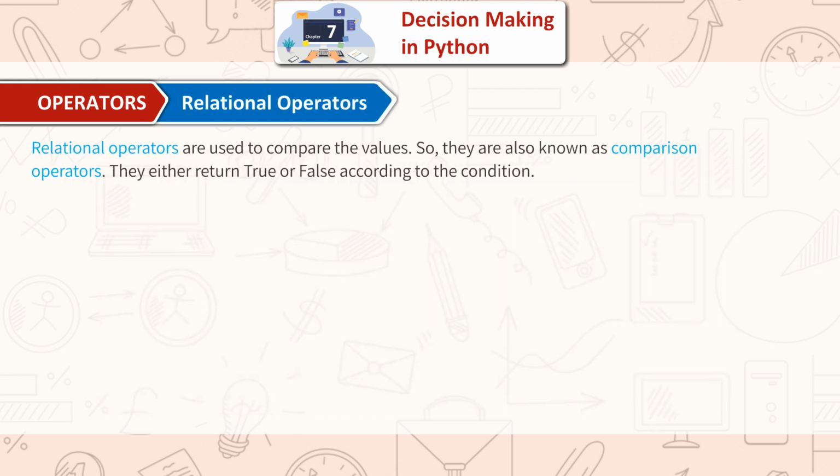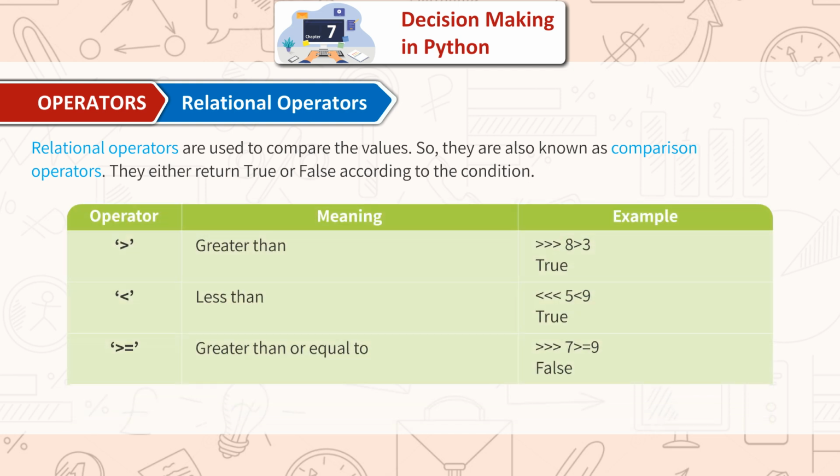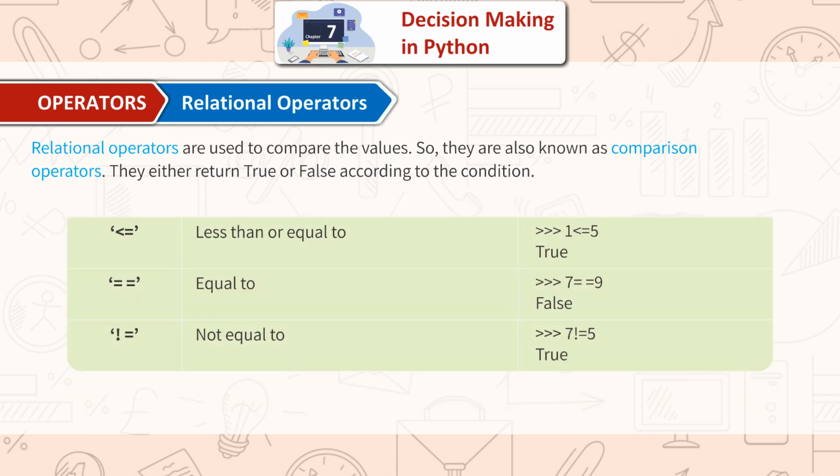Relational operators. Relational operators are used to compare the values. So, they are also known as comparison operators. They either return true or false according to the condition. Operator, meaning, example. Greater than: 8 greater than 3, true. Less than: 5 less than 9, true. Greater than or equal to: 7 greater than or equal to 9, false. Less than or equal to: 1 less than or equal to 5, true. Equal to: 7 equal to 9, false. Not equal to: 7 not equal to 5, true.